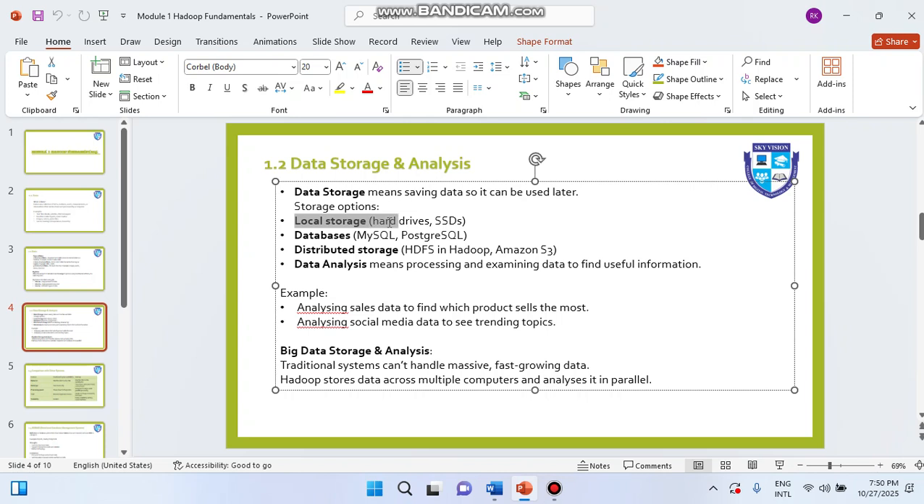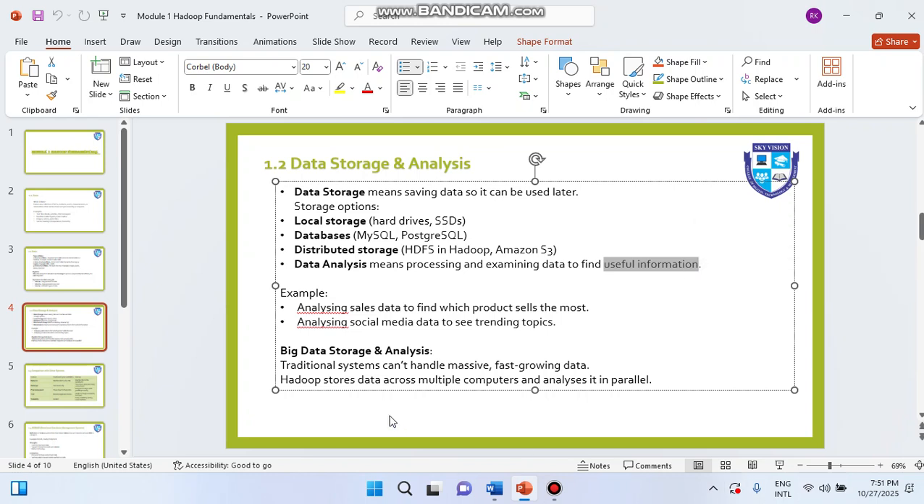Right now you understand we can store data in your computer, in databases, and in distributed storage. Right, now what is data analysis? It means processing and examining data to find useful information. When you have a large quantity of data, you examine it and understand which data is important to predict something for your business. Are you getting it or not? It is not raw data. When you have raw data, you convert it into important data, the important columns, rows, or documents you want, and it becomes predictable data. That is what we call analysis.